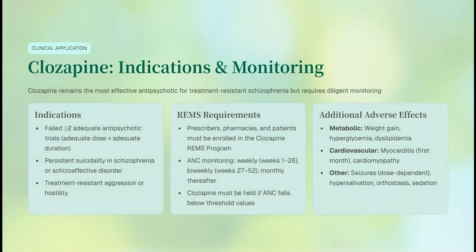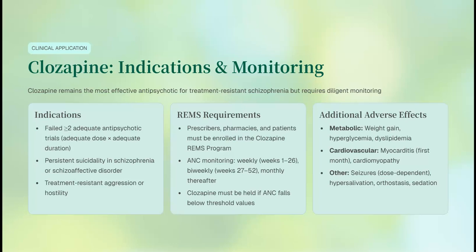So I mentioned clozapine a little at the beginning. Clozapine is the gold standard for treatment-resistant schizophrenia. It's the most effective option when other antipsychotics have failed. Three clear indications would be failure of at least 2 adequate antipsychotic trials. Both dose and duration matter. So you have to have an adequate trial, not a couple days and then, oh, this didn't work.